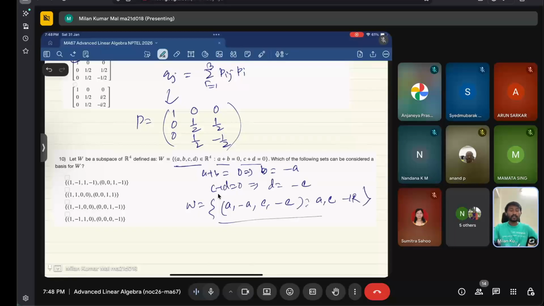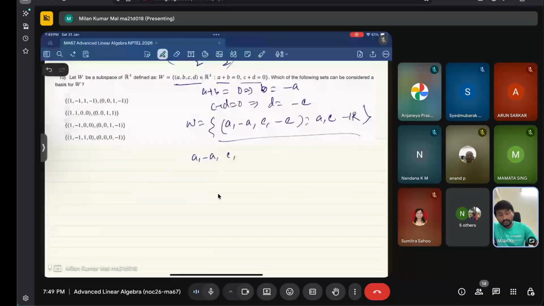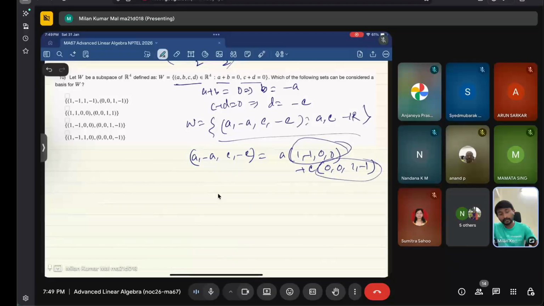So this is what I have written correctly. Any vector in W must look this way. Now the question: which of the following sets can be considered a basis for W? As I have written, the general element is (a, minus a, c, minus c). That can be written as a times (1, minus 1, 0, 0) plus c times (0, 0, 1, minus 1). So if you want to get any vector, you have to take the linear combination of this vector and this vector. This is one way one can get it.